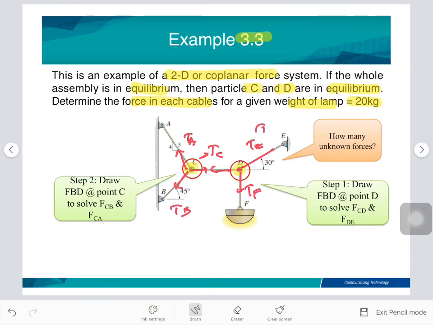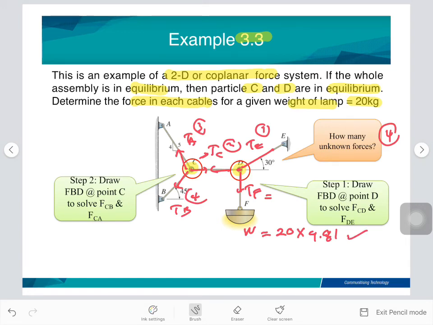This is 1. Okay, here this is 2. This is 3 and 4. So unknown forces, we have 4 here. So TF, we can have the magnitude because the weight of the lamp is given as 20, times 9.81. So you can calculate what is the weight for TF here.